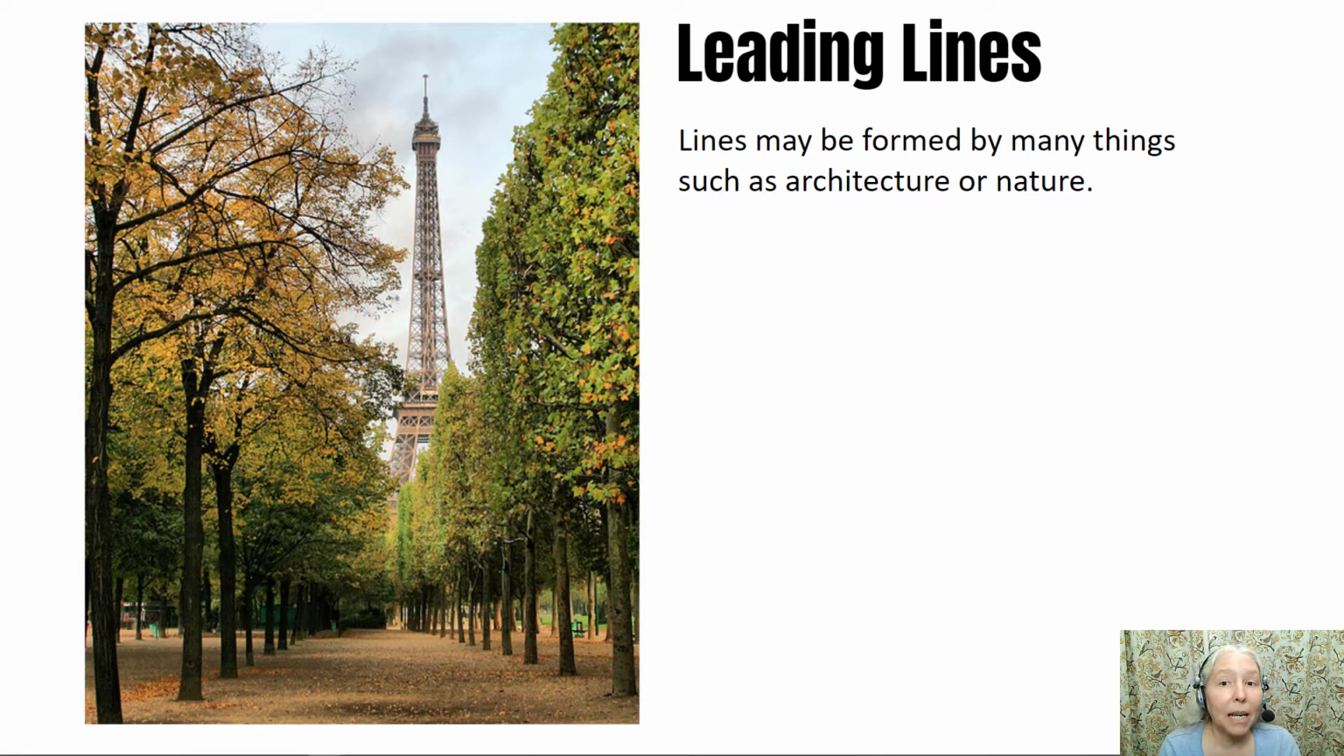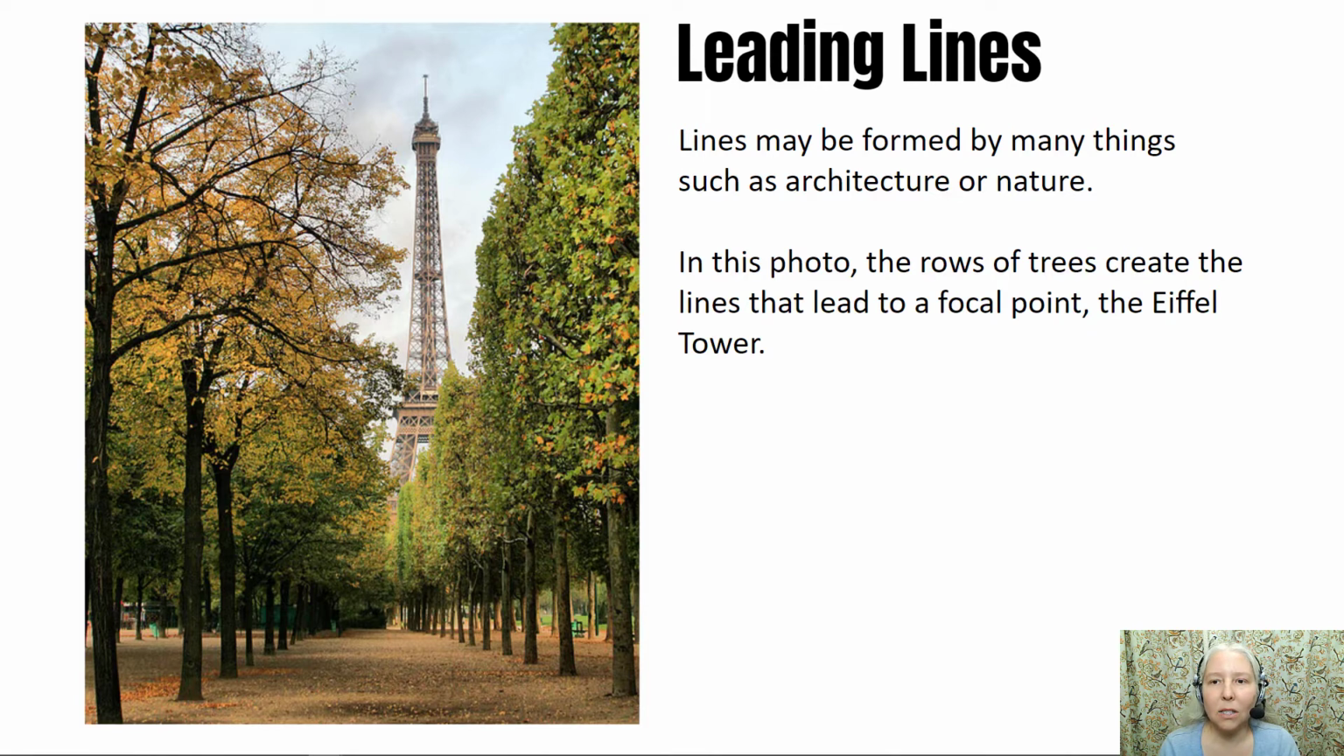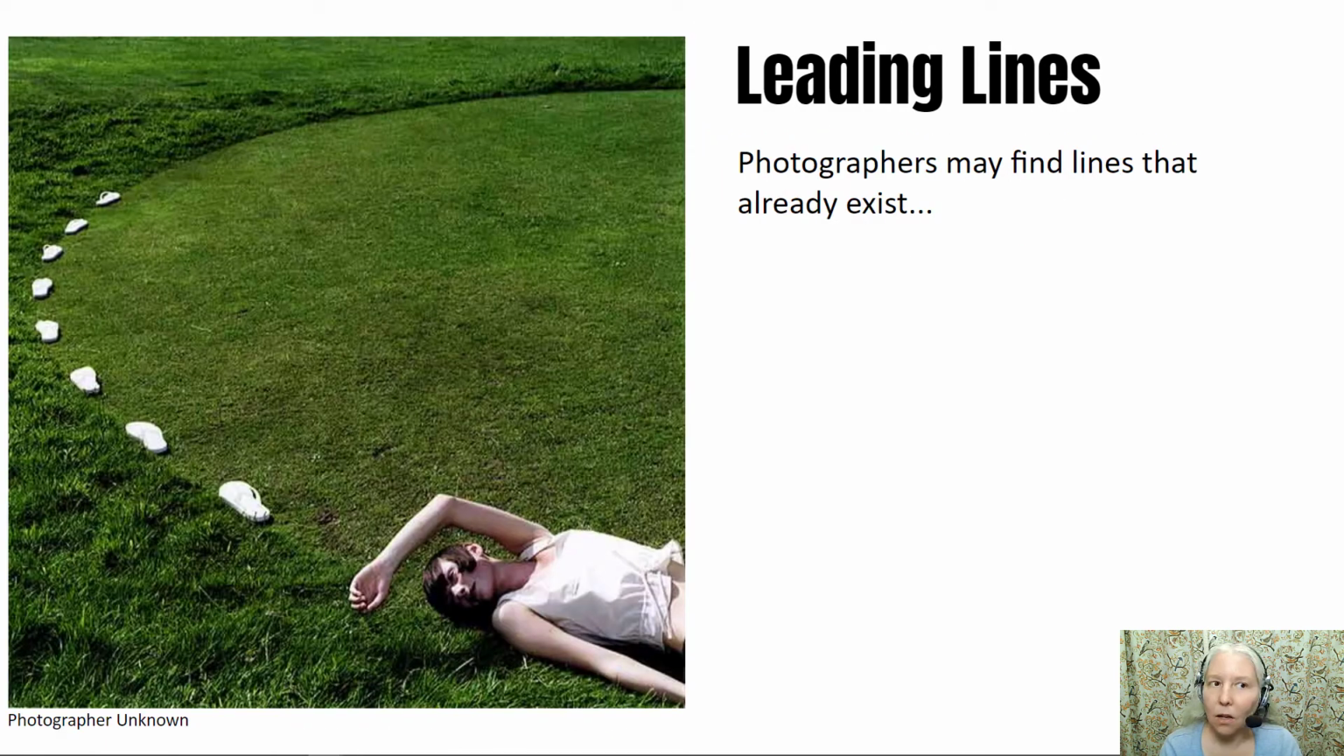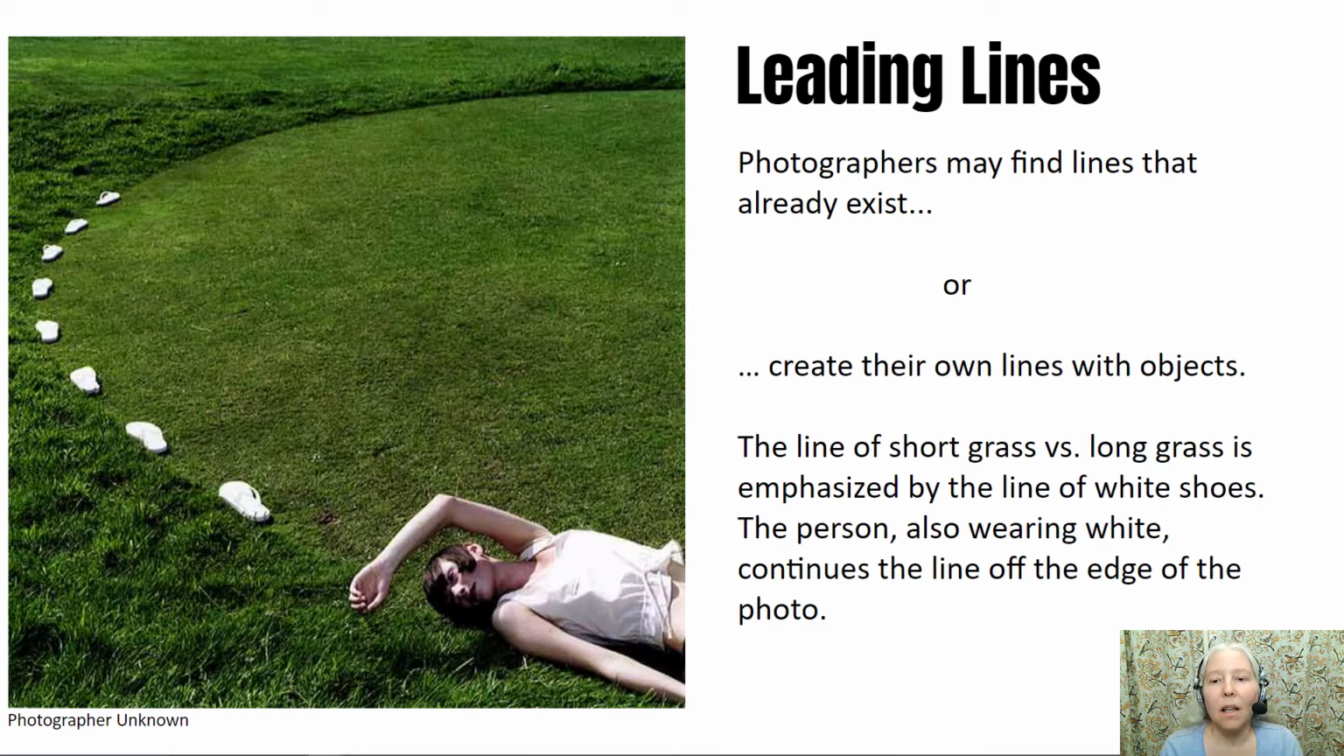Lines may be formed by many things, such as architecture or nature. In this photo, the rows of trees create the lines that lead to a focal point, the Eiffel Tower. Photographers may find lines that already exist, or they may create their own lines with objects, as we can see in this photo. The line of short grass versus long grass is emphasized by the line of white shoes. The person, also wearing white, continues the line off the edge of the photo.